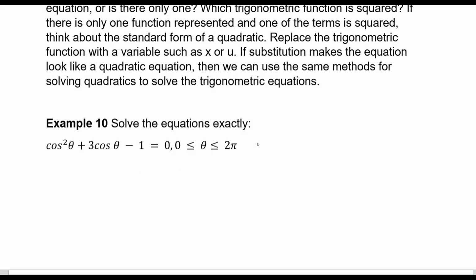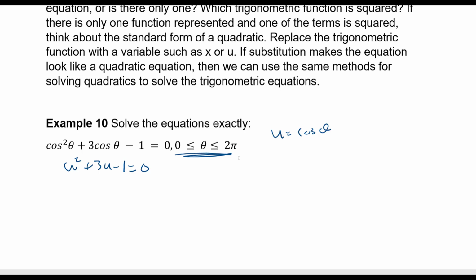So fortunately, this one again is just from 0 to 2 pi, so we don't have to worry about the generator, as I call it. I'm going to say u equals cosine of theta, which turns this cosine squared theta plus 3 cosine theta minus 1 equals 0 into u squared plus 3u minus 1 equals 0. Now that one can't be factored.